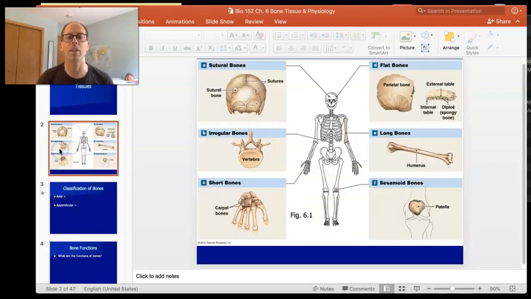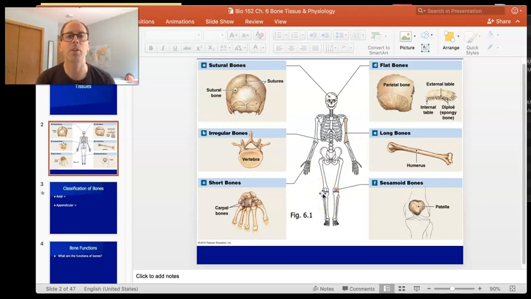So if you look at the skeleton, it's broken up into two different pieces. The skull, the vertebral column, the ribs, and the sternum. So this part of your skeleton is known as the axial skeleton. All of the other bones, the limb bones, so the shoulder bones and the arm bones, and then the pelvic bones and the leg bones, those are known as the appendicular skeleton.